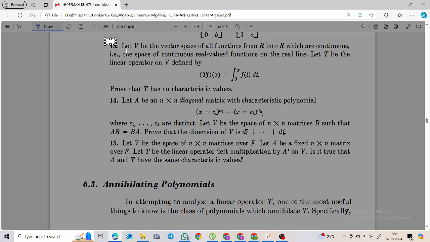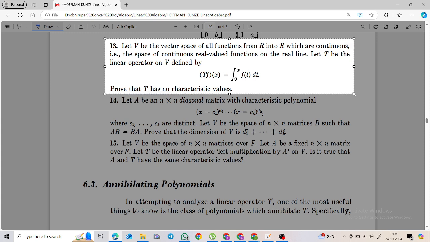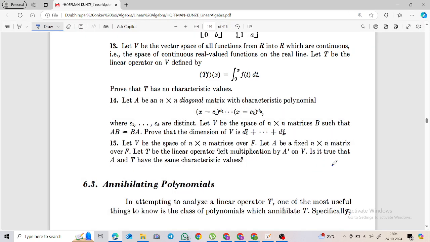Sir, I want to know that in problem number 11 it is a 2 cross 2 matrix. Is there any result that it is true for any k cross k matrix? This result, 11.